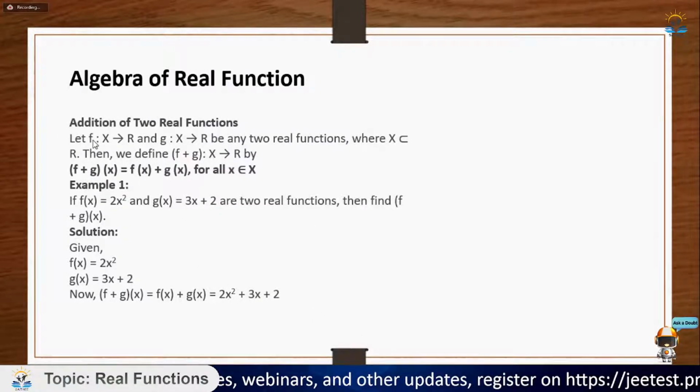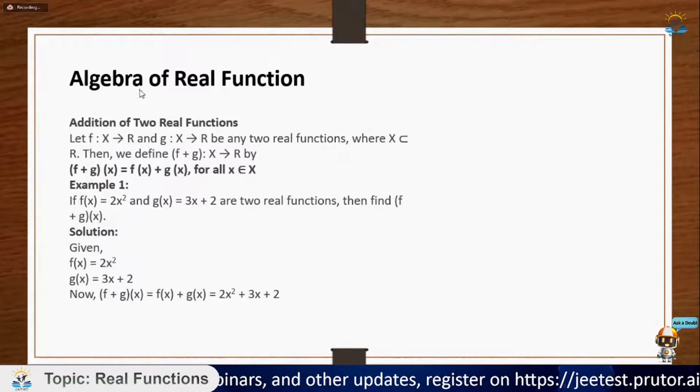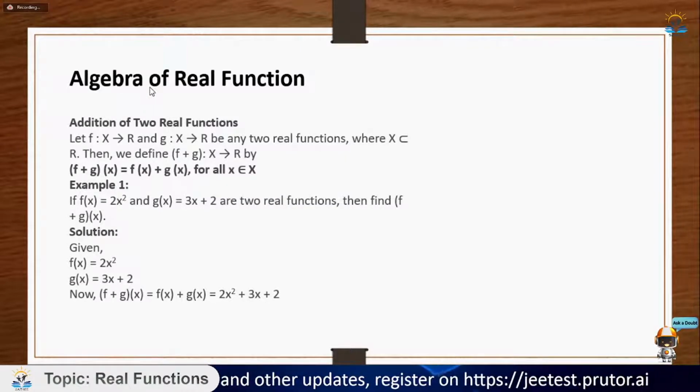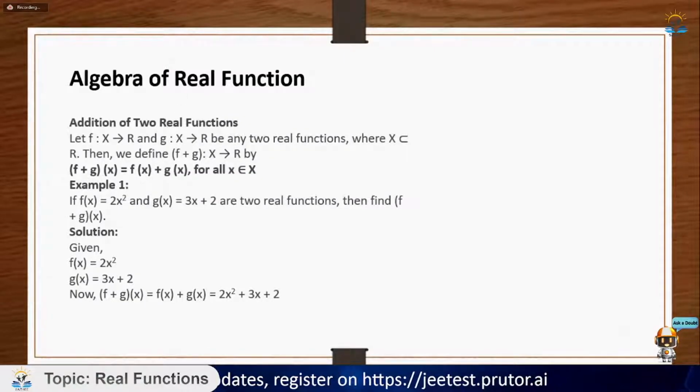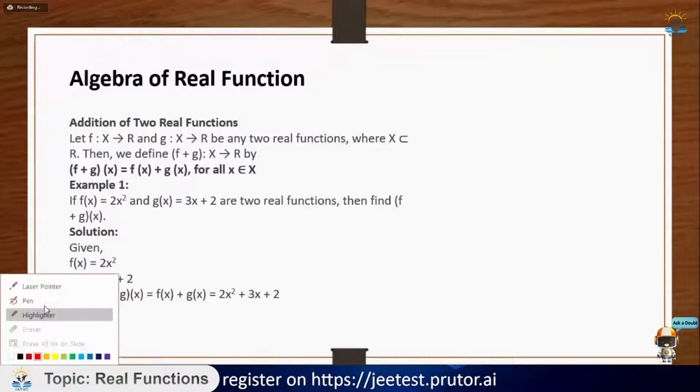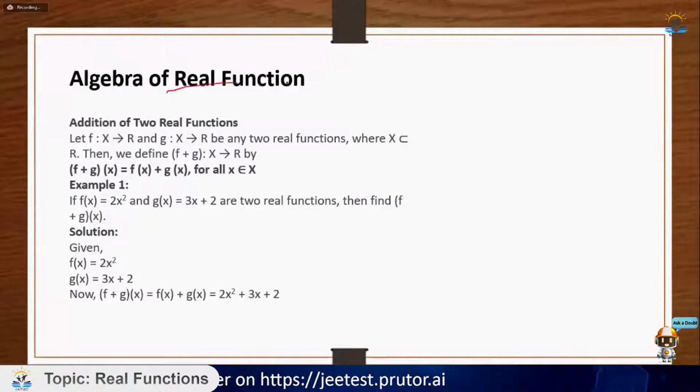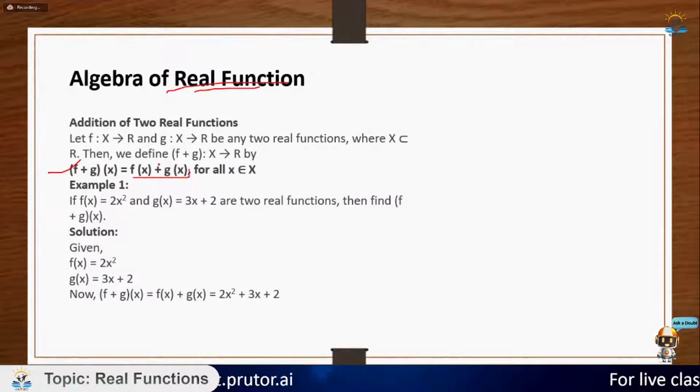Firstly, as we know, there are four operations: addition, subtraction, multiplication, and division. So all can be done to a real function. First, let's take algebra. Adding these things, we can add them directly, like f(x) plus g(x).